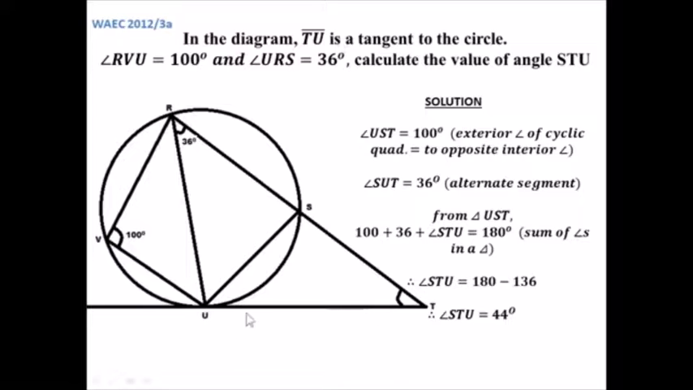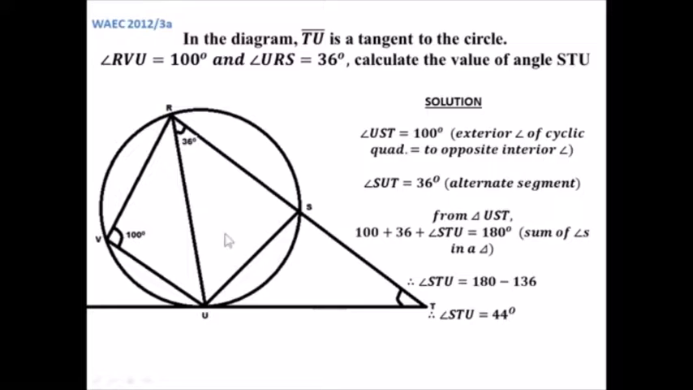This TU is a tangent because it's touching the circumference of the circle at this point, U. So it's a tangent. So angle RVU is 100 degrees. And angle URS is 36 degrees. This angle is 36 degrees. You have to calculate the value of angle STU. Angle STU, this angle that is here, that's what we have to calculate.